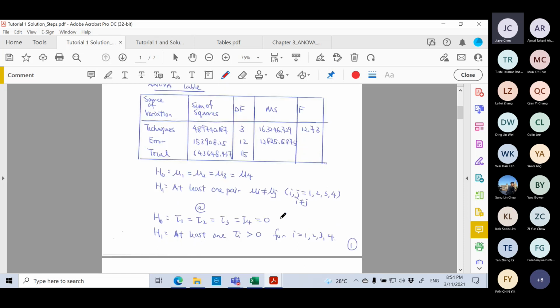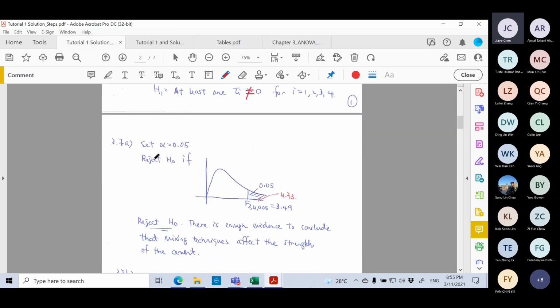j. Similarly, if you want to write it as tau, you have tau 1 until tau 4 is equal to 0. And then the H1, at least one of the tau is not greater than, it should be not equal to 0. This one, I will edit it. It should be not equal to 0, not greater than 0. It's not equal to 0.